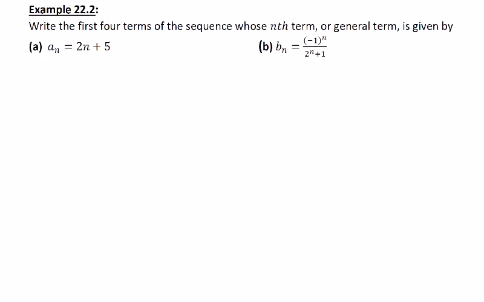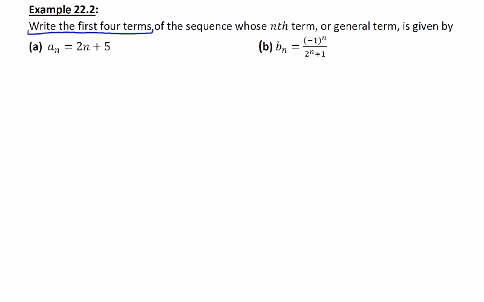Example 22.2 says to write the first four terms of the sequence whose nth term, or general term, is given by, and then we have two different sequences defined for us. So the main instruction here is to write the first four terms of the sequence. What we've described here in part A is a sequence called A_n. A_n is 2n plus 5.